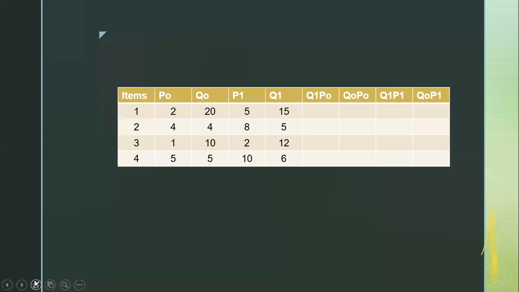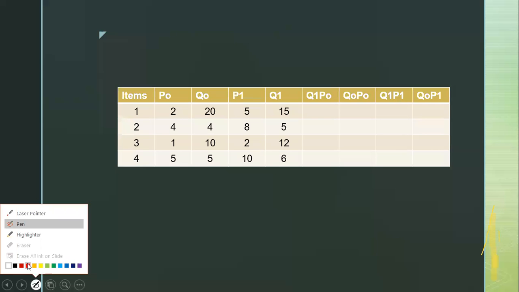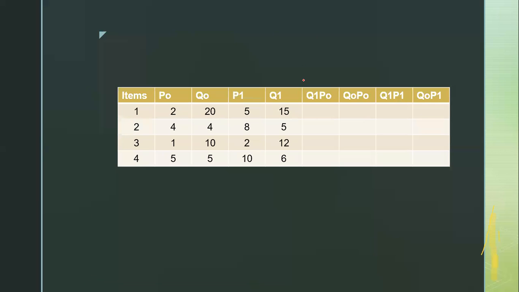I have only 5 minutes left. Quickly give me the answers. Okay, first you have to find Q1 P0, Q0 P0, Q1 P1, Q0 P1. Why do we have to calculate? Because we have to calculate Dorbish and Bowley and Fisher index. We need both the last year and past year values, so we have to calculate all the four.